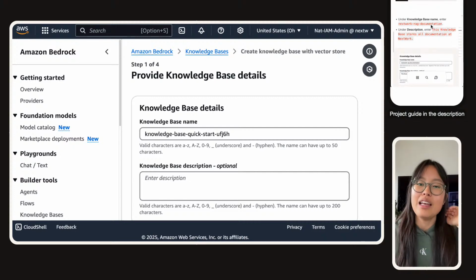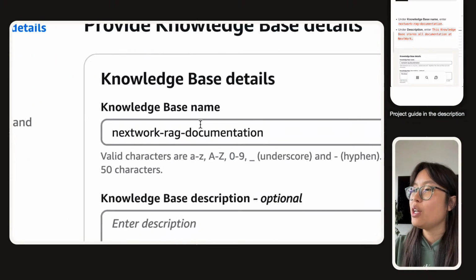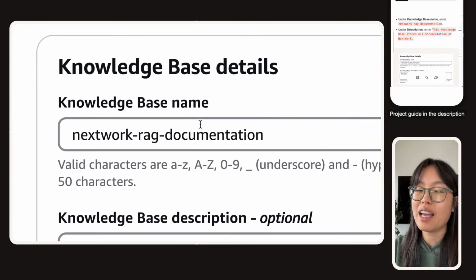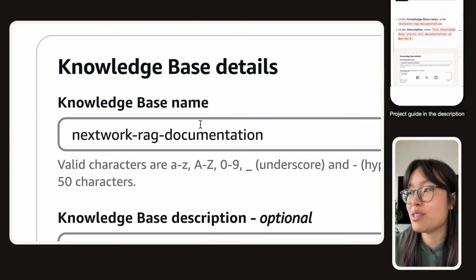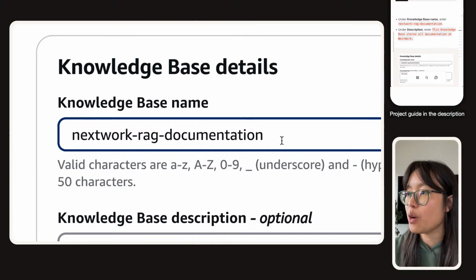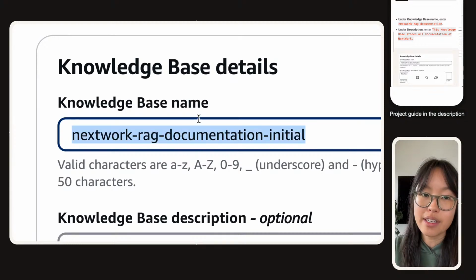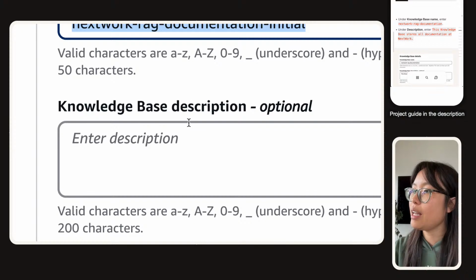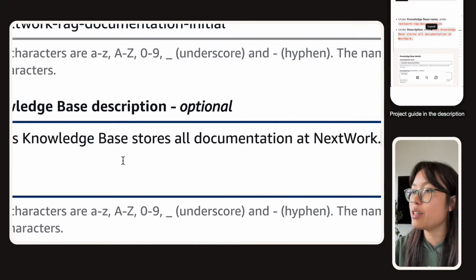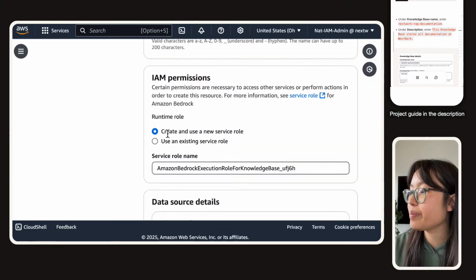Now, our knowledge base name can be something simple. Names are not too important in this project. As a heads up, IDs are more important, so you don't have to overthink what the name of your knowledge base is going to be. We're all just deleting everything at the end. So put in any name. I'm just going to use one that matches the name of my bucket. And then we're going to add a little description so that if you ever see this again, it reminds you, this knowledge base stores all the documentation at Nextwork.